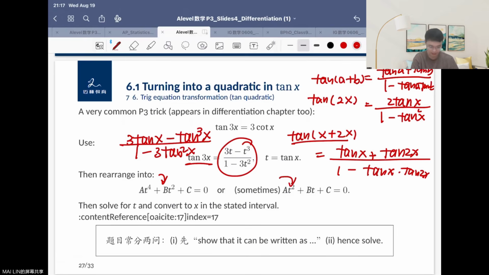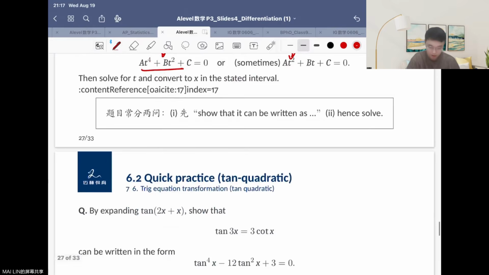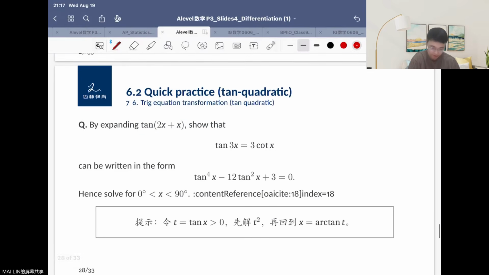That helps us solve for t, because we can convert it into a quadratic form. You can let t squared be u, so it turns into a u squared plus b u plus c, a quadratic equation, right? So for these problems, for example the first question shows tan 3x equals 3 cot x, and it can be written in the form here.